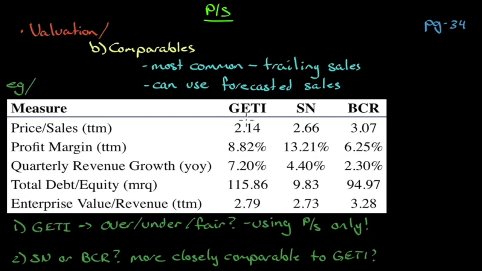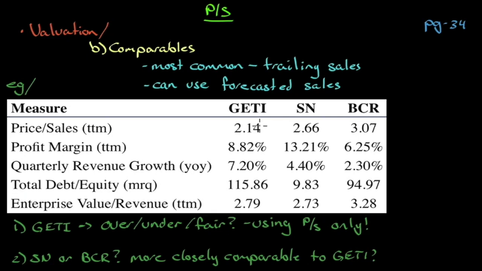Number 1, GETI. That's our focus right now. Is it over, under, or fairly valued if we used price to sales only? Well, if we're looking at it, price is divided by sales, right? So how do we get that number higher? Clearly, don't say get your sales lower. You'd have to say, well, a higher price justifies a higher price to sales. So GETI, just looking at price to sales on its own, we might say it appears to be undervalued in relation to both SN and BCR. However, you can't really come to that conclusion.